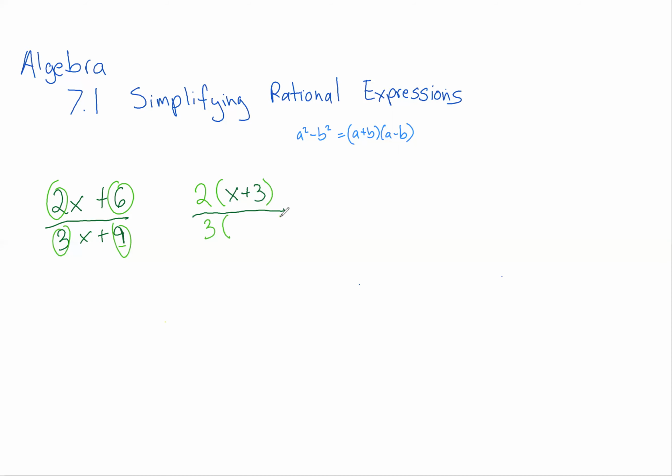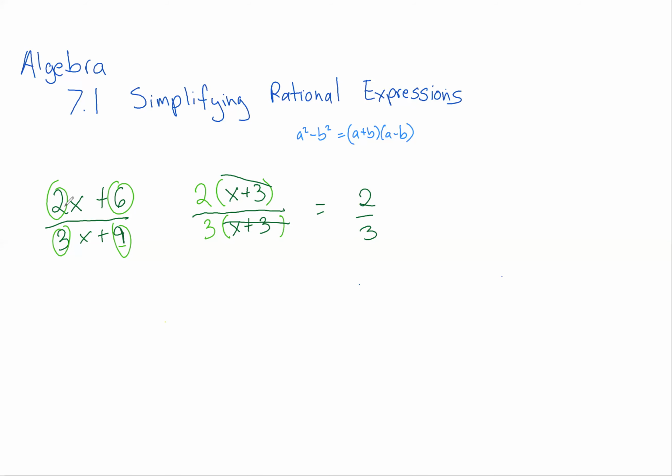And then that becomes 3x divided by 3 is x, plus 9 divided by 3 is 3. Hey, look, this is another place where we can find the hidden one or cancel things out. So our simplified version is just 2 over 3.